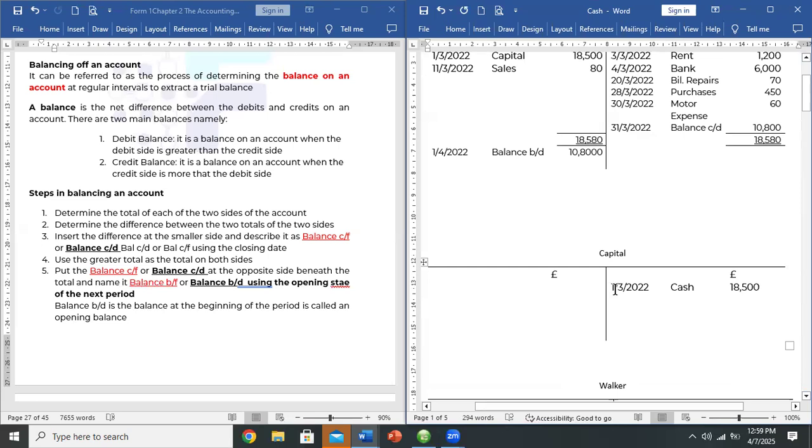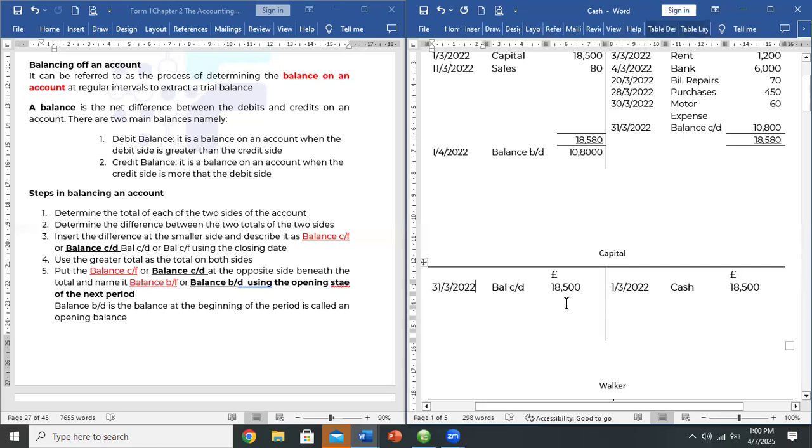So in this account too, we have this and that. So we'll find the total on both sides. This side will be 0, this side will be 18,500, right? So when we find the difference, it will be 18,500. We put it at the smaller side, and the smaller side is the side that was 0. So we'll put it here, 18,500, and we call it balance carried down using the closing date 31st March 2022. Okay, and then we put in our total.